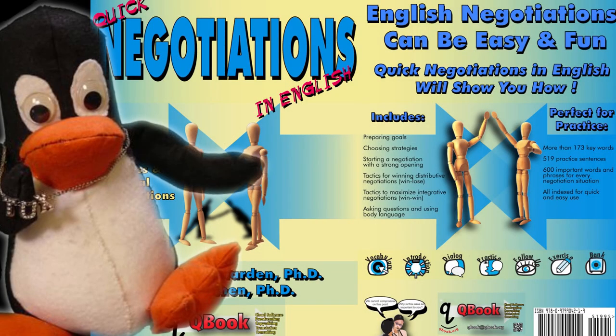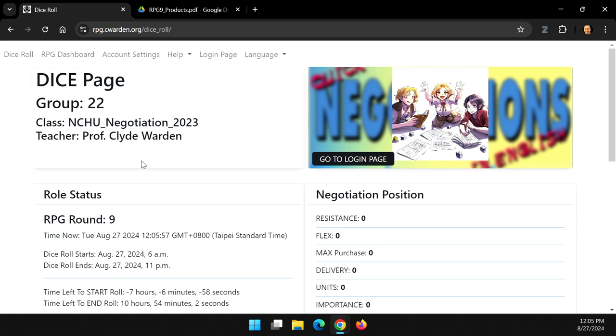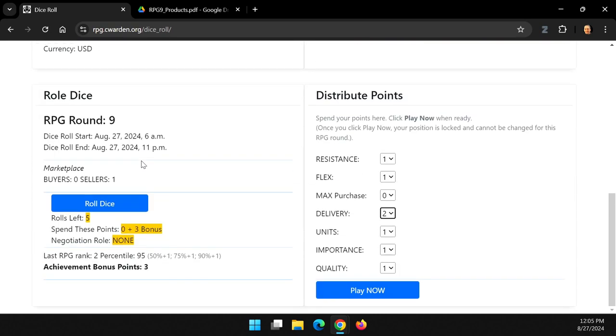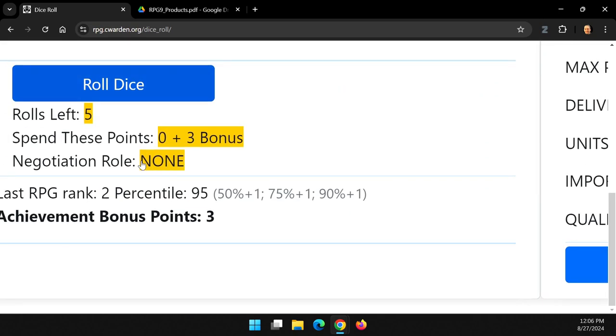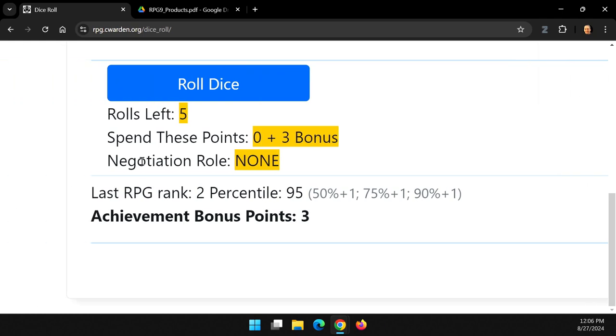When you roll your dice, of course you begin at the bottom of the page here on the app with the roll dice button. But there's some other things down here at the roll dice button you can see at the very, very bottom called achievement bonus points. What is achievement bonus points? Well, achievement bonus points is like extra for achievement. Sometimes in RPG, people call this XP for experience points.